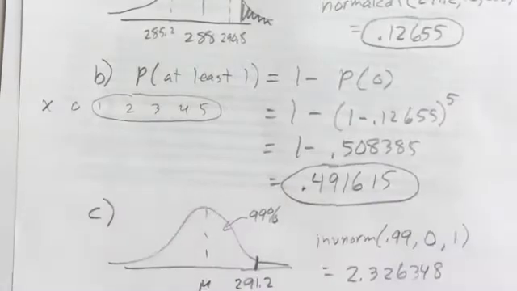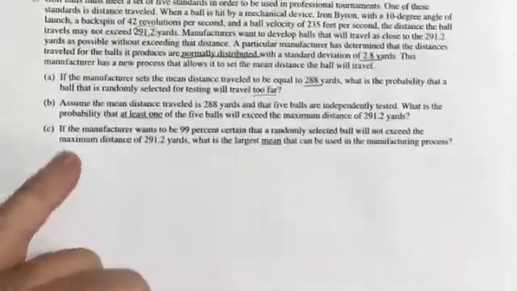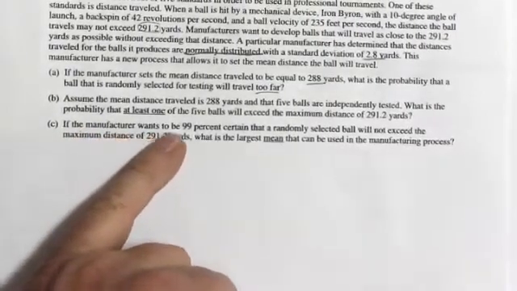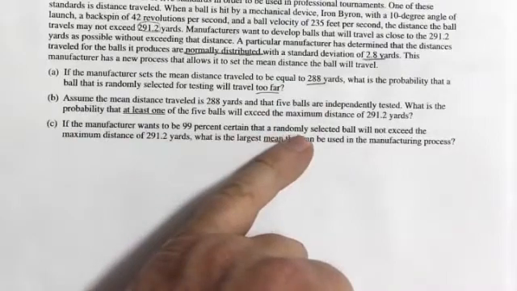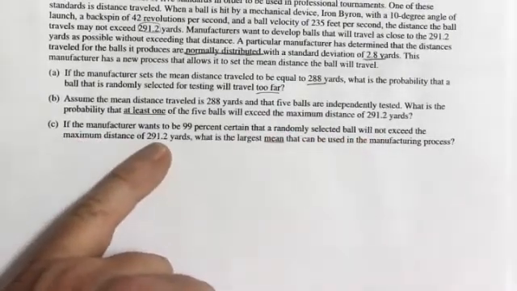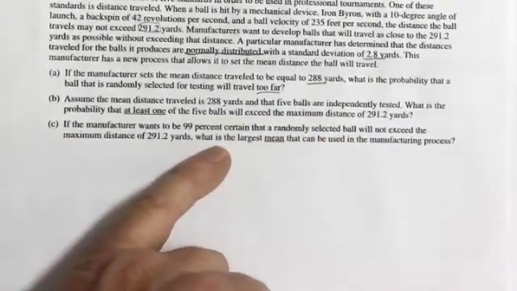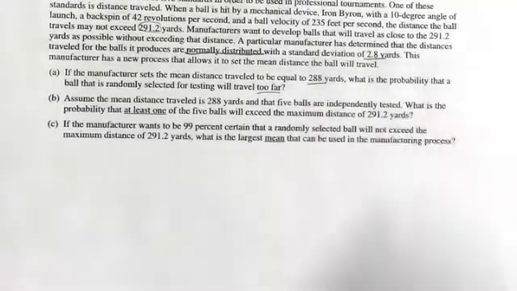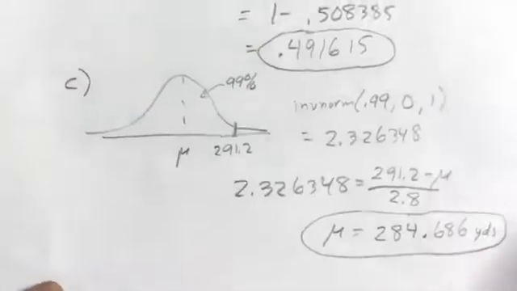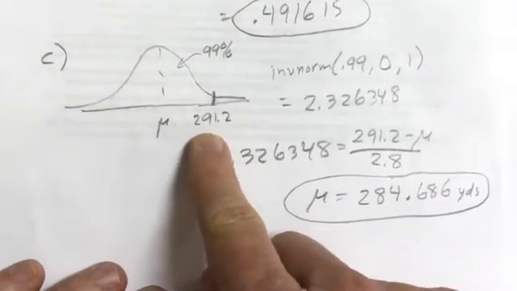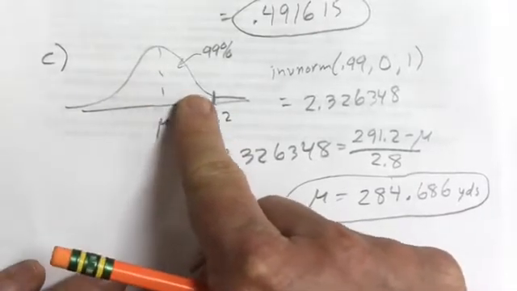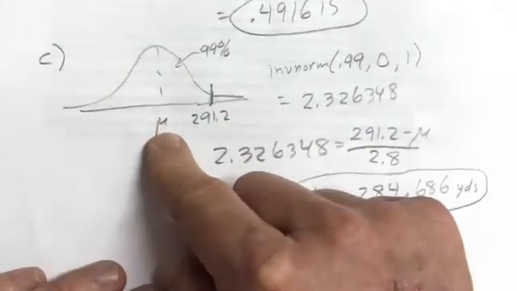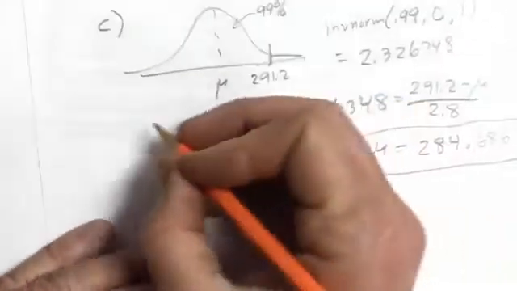Okay. All right. So then on part C, it says, if the manufacturer wants to be 99% certain that a randomly selected ball will not exceed the maximum distance of 291.2, what is the largest mean that can be produced in the manufacturing process? All right. So what we would do there is we don't know what the mean is, but we know that this is at the 99th percentile. So what we're going to use is we're going to use a formula that has the mean in it, and that's the z-score formula.